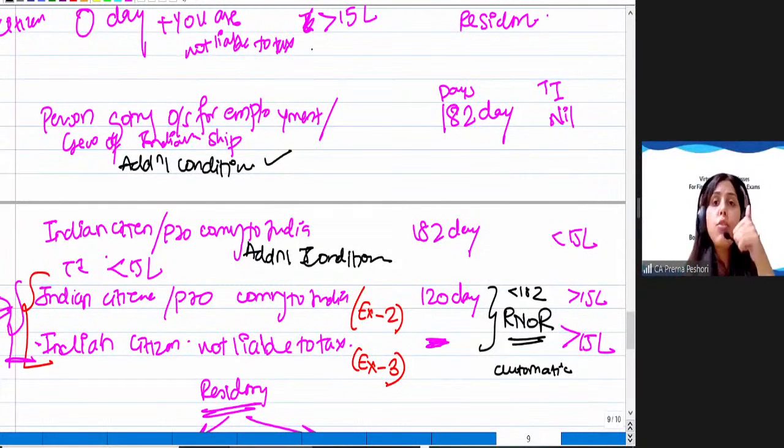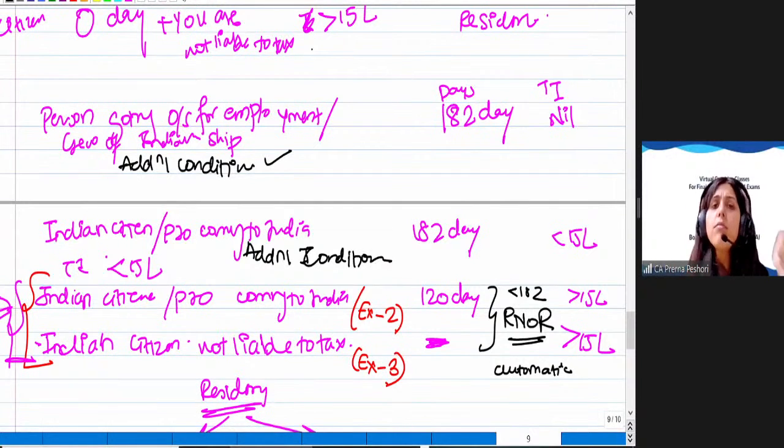So first thing, you need to check the basic conditions. The 2 basic conditions which we need to check are 182 days, or 60 days and in the last 4 years 365 days. Clear? Now there are certain exceptions to the 60-day condition. Exception 1 is with regard to a person going outside India for employment, or a member of the crew of an Indian ship. For him, only the 182-day condition applies.